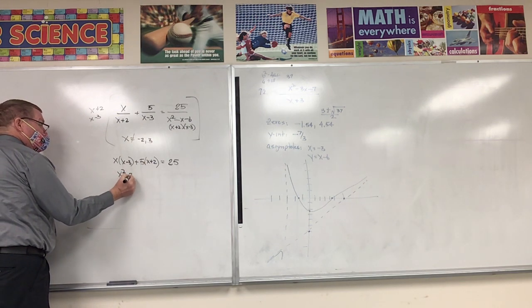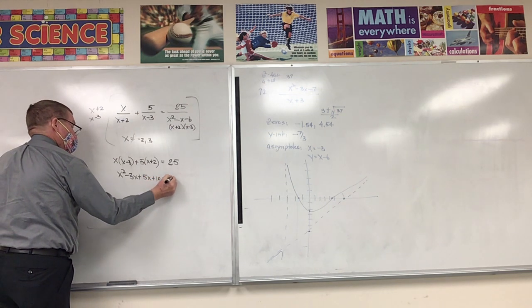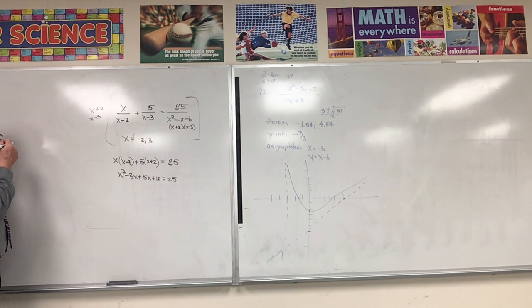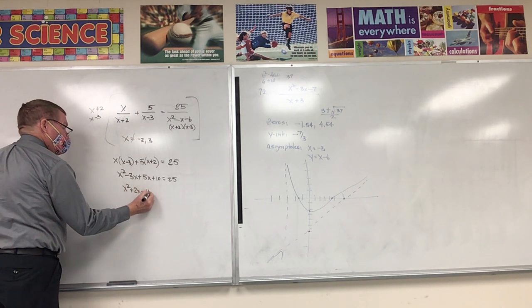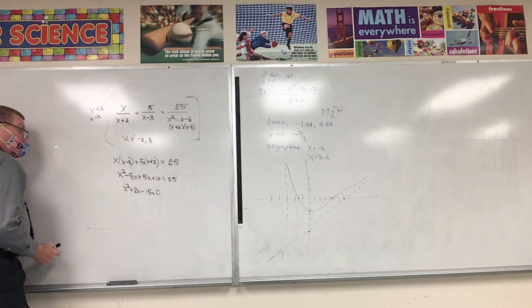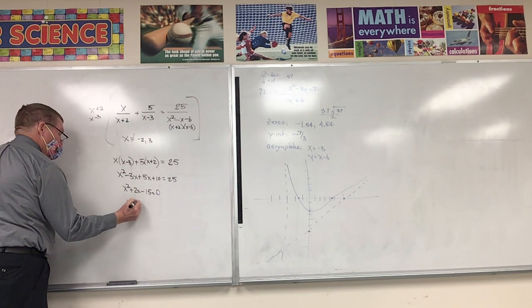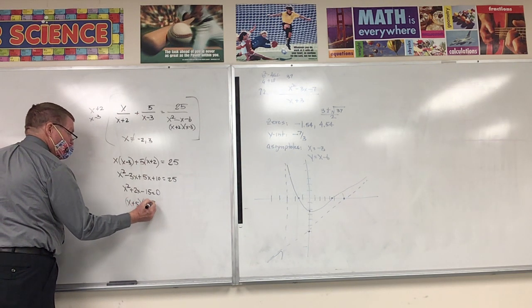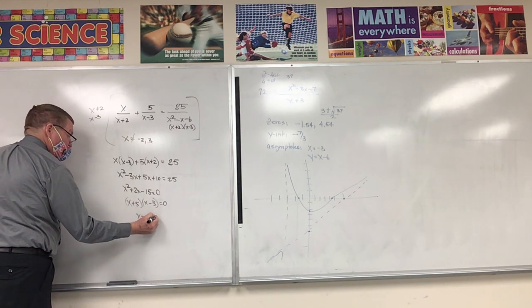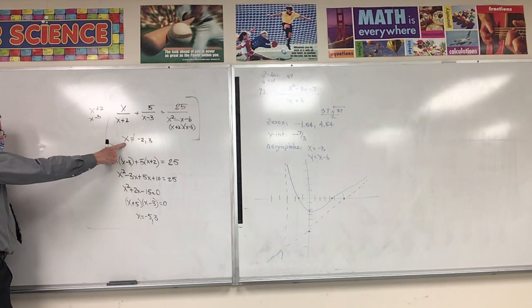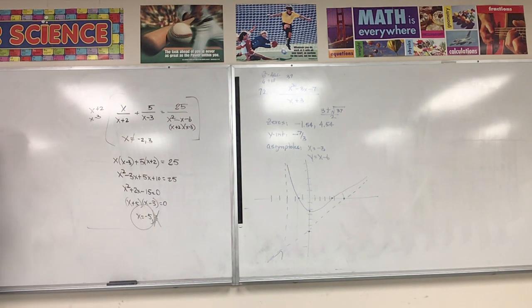X squared minus 3x plus 5x plus 10 equals 25. Bring everything to one side. X squared plus 2x minus 15 equals 0. Factor to 15, that was subtract equal to 2: x plus 5 times x minus 3. X equals -5 and 3. Alright, up here it tells me x cannot equal 3, so that is not an answer. So I want just negative 5.